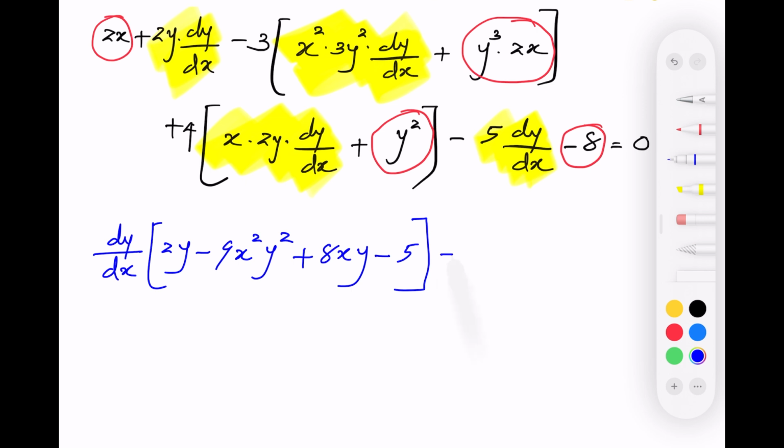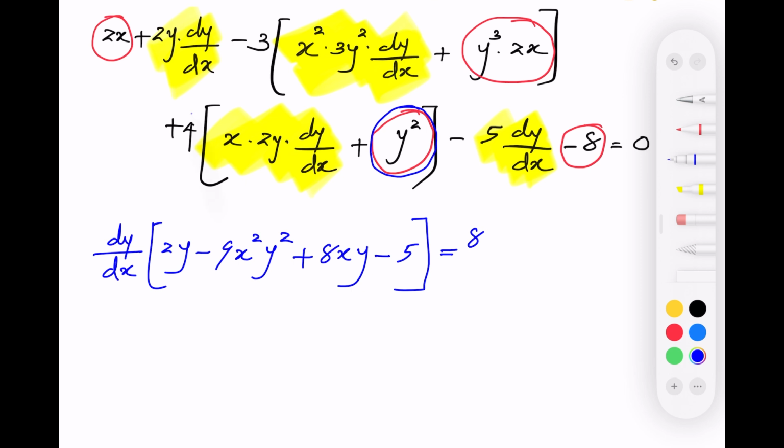Then I need to move all of those red circled terms onto the right hand side. I can just freely move any term first. Let me go ahead and move this negative 8 to the right hand side. It will be a positive 8 on the right hand side. Then I will move this y squared term to the right hand side.